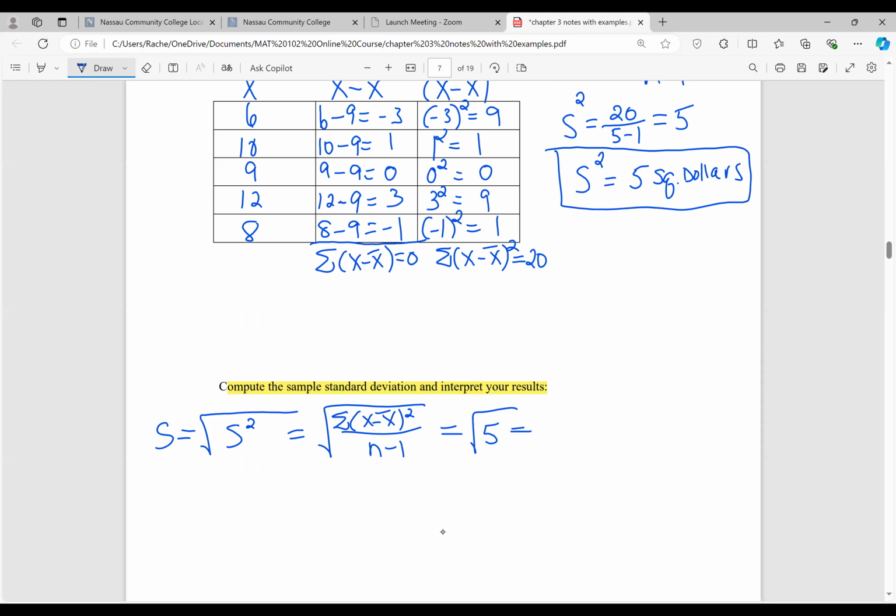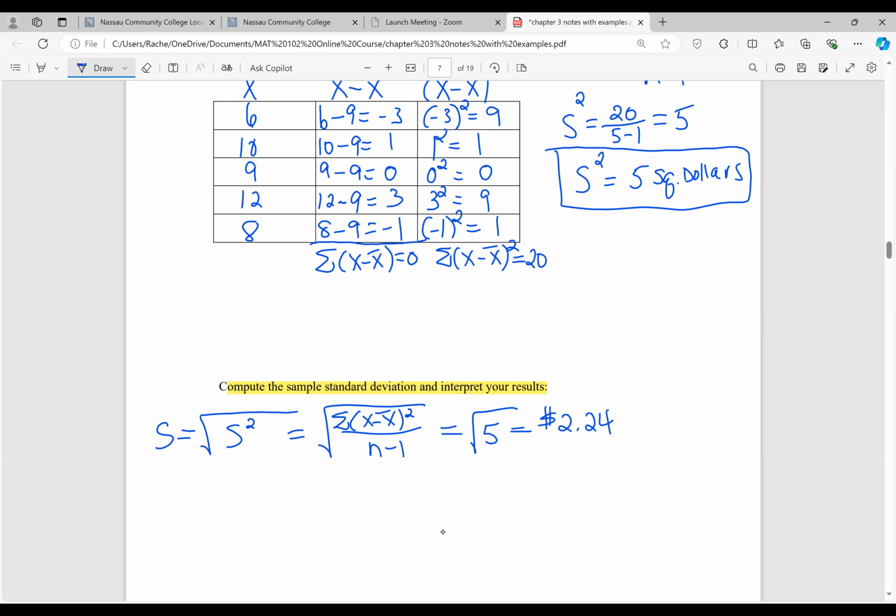So we're going to get $2.24. And now we're not in square units anymore because we took the square root. So now my units are dollars, not square dollars. So the sample standard deviation is equal to $2.24. Now, I think it's really important that we interpret this. So let's interpret what this means.